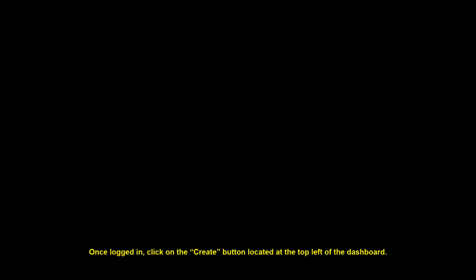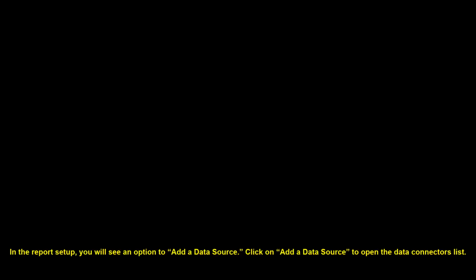Once logged in, click on the Create button located at the top left of the dashboard. Select Report from the drop-down menu to start a new report. In the report setup, you will see an option to add a data source. Click on Add a data source to open the data connectors list.